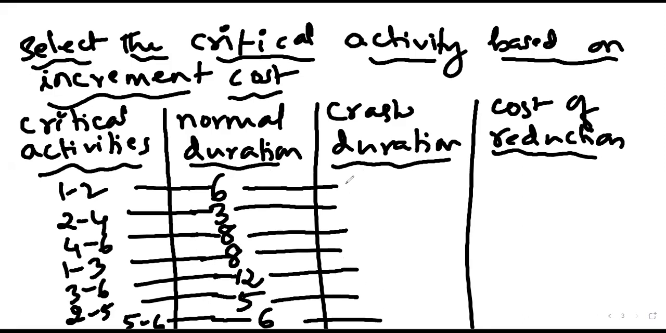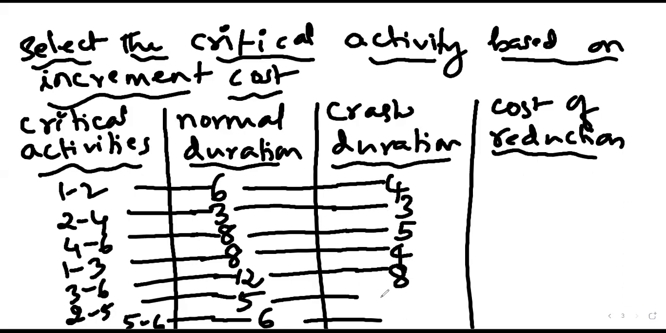Okay. Next, what is the crash duration? 1-2 4. 2-4 3. 4-6 5. 1-3 4. 3-6 8. 2-5 3. 5-6 6. Cost of production, 1-2 80.